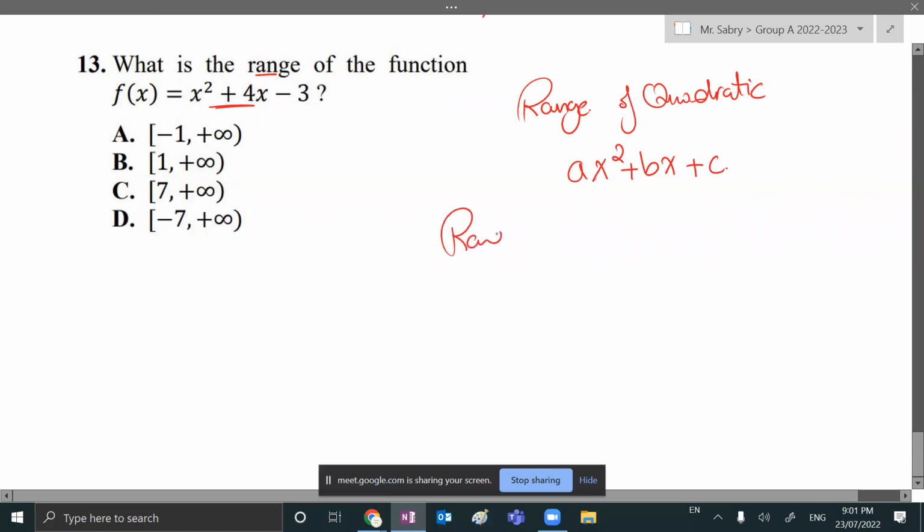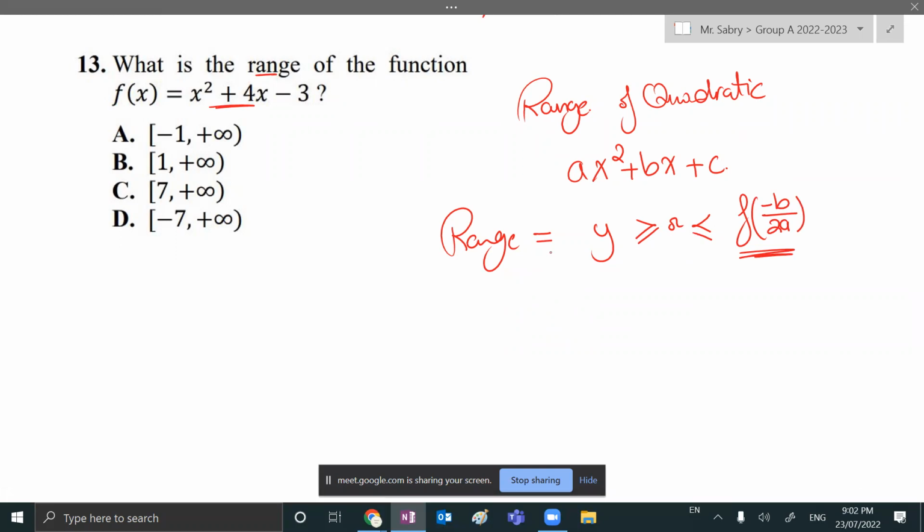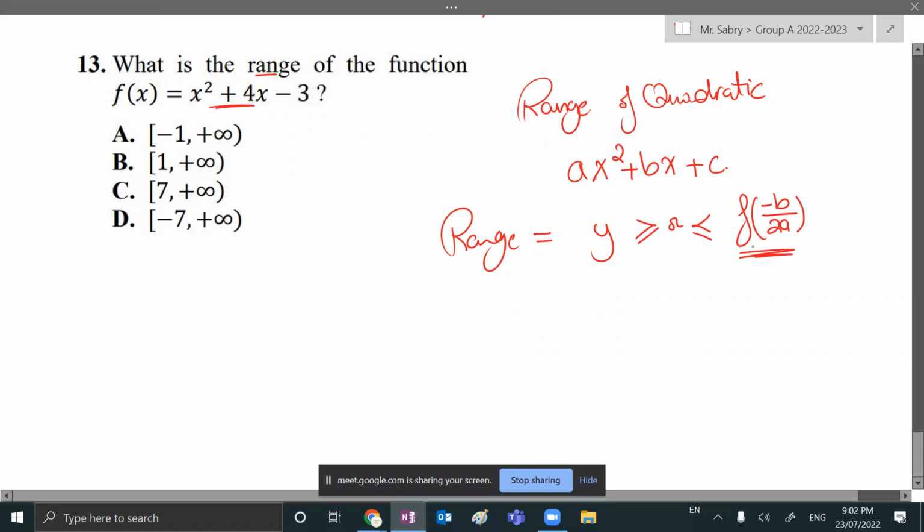The range, you'll say that it's equal to y either bigger than or smaller than or equal to f of negative b over 2a. What is that? This is the y of the vertex. So whenever you need to find the range of a quadratic equation, you get the y of the vertex, you get the negative b over 2a, and then you substitute it again into the equation to get the y of the vertex.